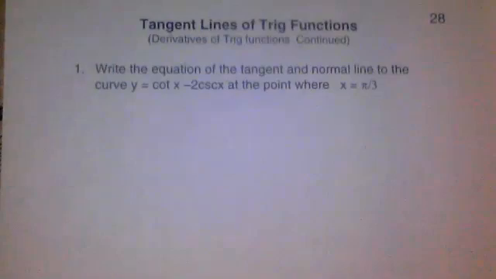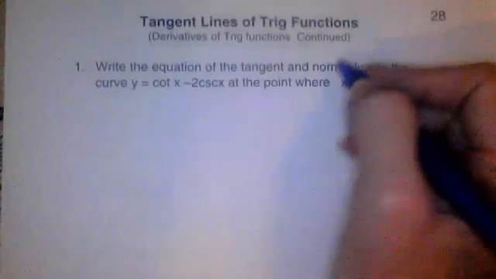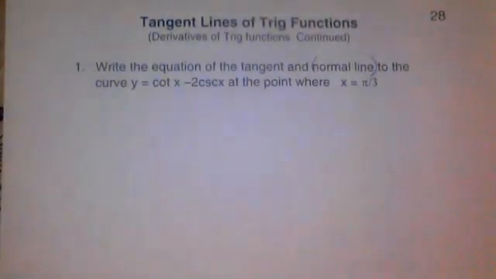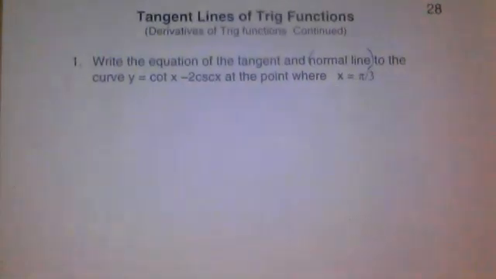All right, so now that we have our derivative rules for trig functions, they can now ask us to write the equation of the tangent line whenever our functions involve trig. So we're going to write the equation of the tangent line for y equals cotangent x minus 2 cosecant x, where x is pi thirds. And then I'm going to talk about this normal line. We haven't talked about that yet. So let's go ahead and write the equation for our tangent line.